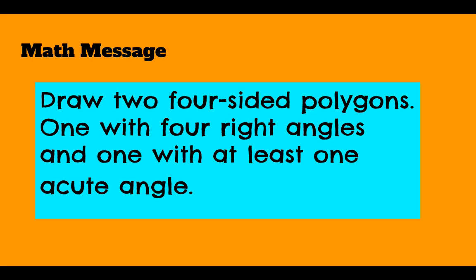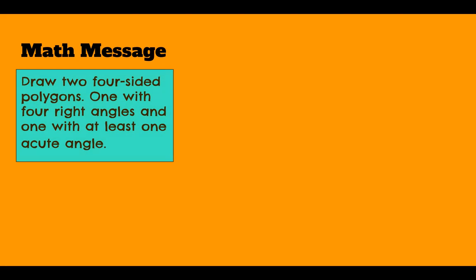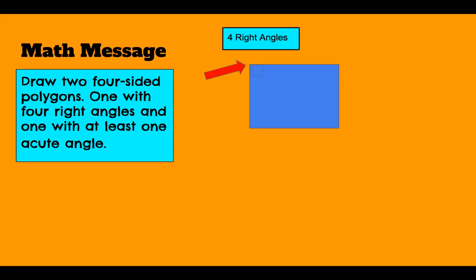Our math message: draw two four-sided polygons, one with four right angles and one with at least one acute angle. So here's our math message again. So I'm going to draw a four-sided polygon here with four right angles. And as you know, a right angle is like a perfect corner, that perfect square. And I'm showing there with a square on the corner, and that's how you show a 90-degree or right angle. So that's one right angle.